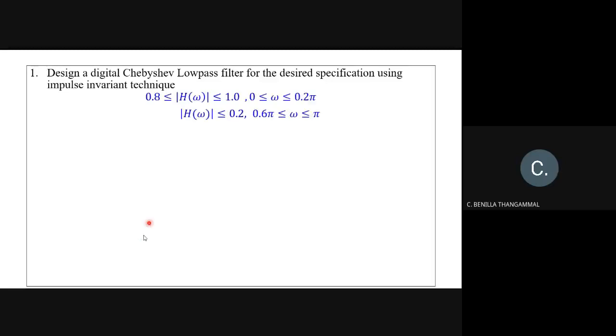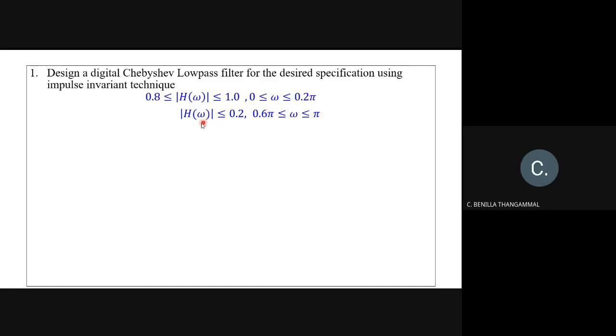Let's see the problem here. Design a digital Chebyshev low-pass filter for the desired specification using the impulse invariant technique: 0.8 less than or equal to modulus of H(e^jω) less than or equal to 1, for 0 less than or equal to omega less than or equal to 0.2 pi.